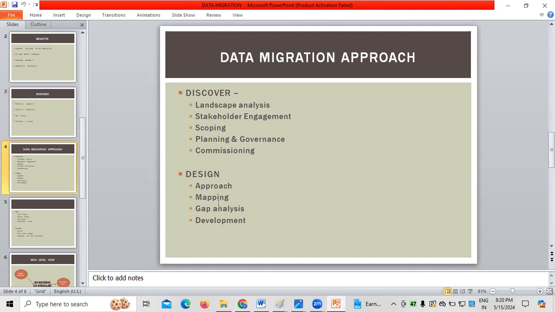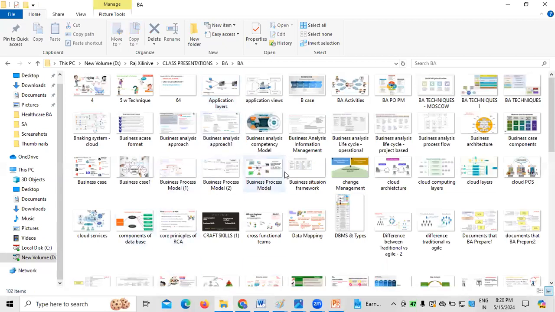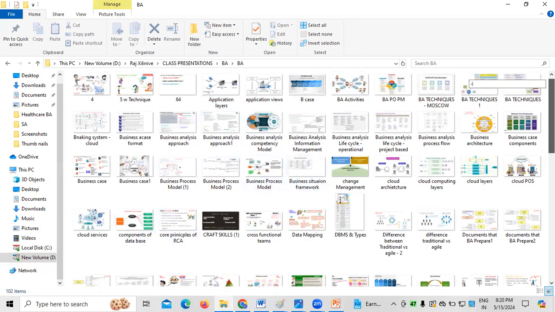Do you have screenshots that I can capture for gap analysis? I know how you showed me scope and data mapping. Do you have something for gap analysis also? I will see, but I am not sure. I will check. If there is anything, I will show you.